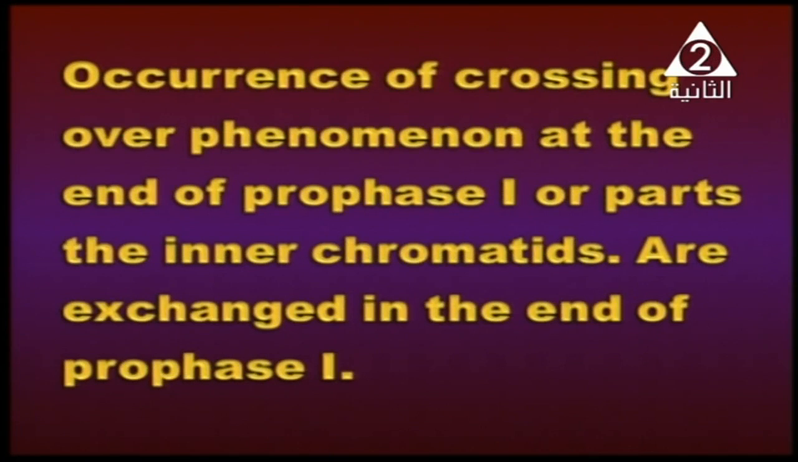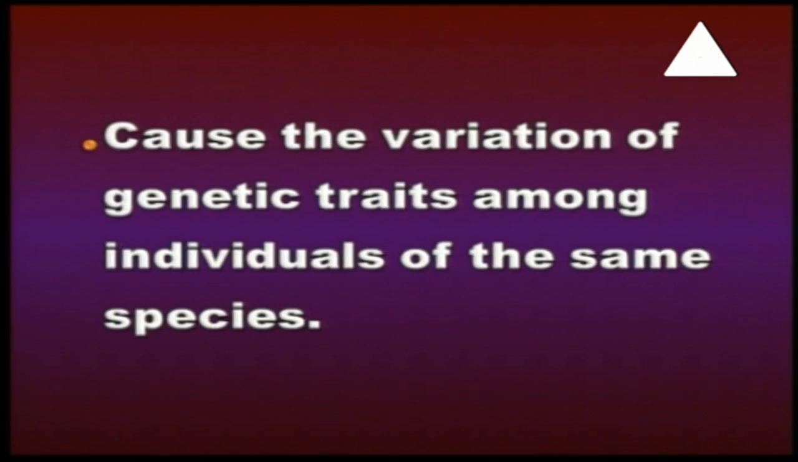Occurrence of the crossing over phenomenon at the end of prophase 1, where parts of the inner chromatids are exchanged. That leads to the variation of genetic traits among individuals of the same species.